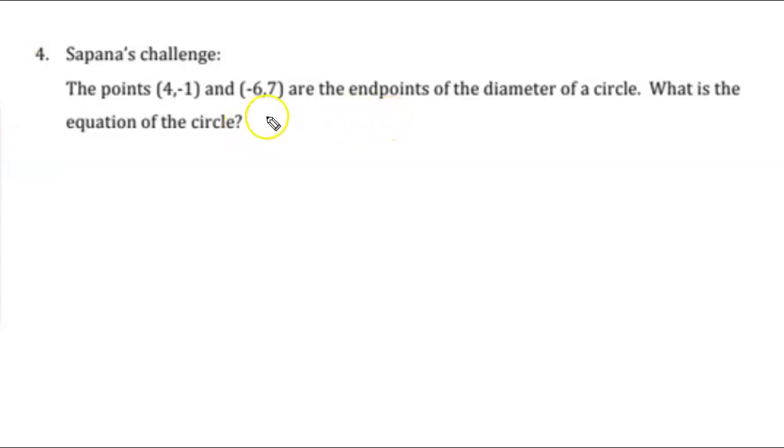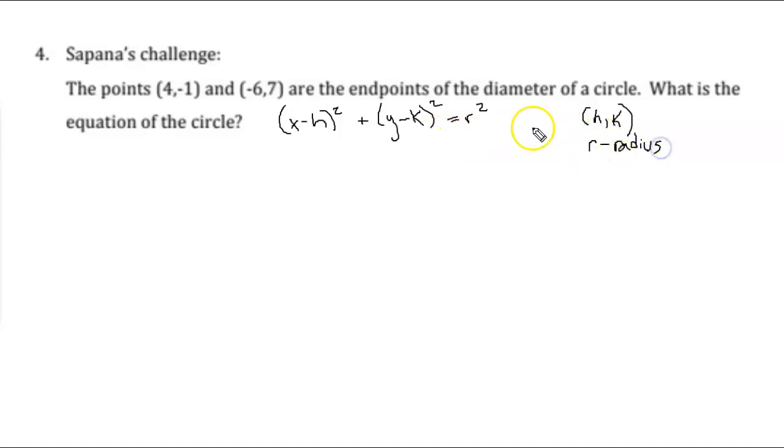So things that I want to remember, if I'm going to write the equation of a circle, I want to remember what the equation of a circle is. I know that the equation of a circle is (x - h)² + (y - k)² = r². Don't forget (h, k) is the center, because that's how it's been shifted. r is the radius. So these are the pieces of information I need in order to write the equation.